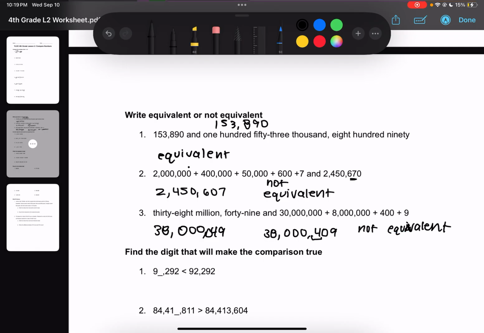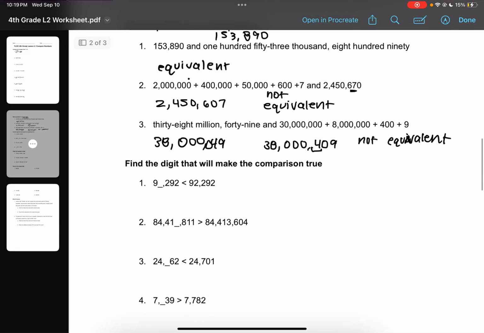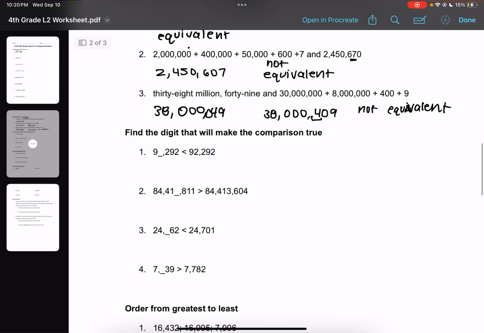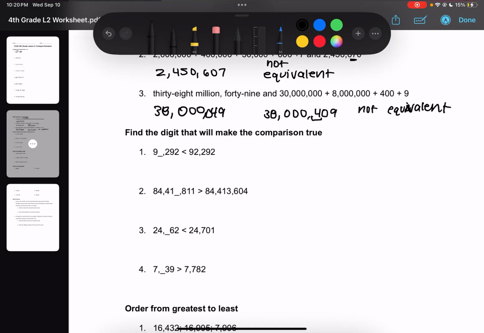Okay. Next section says to find the digit that will make the comparison true. So if you look here, the thousandth place value is missing, and the first value is going to be less than the second one, and it's 2 here, so it just needs to be a number less than that, which is 1. Number 2, the missing value here is in the thousandth place, and it's going to be greater than the second value, and as you can see, it's a 3 here, so it just needs to be greater than 3, so we can just write 4.